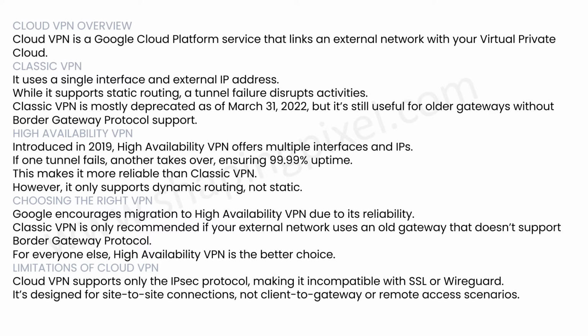Google encourages migration to high availability VPN due to its reliability. Classic VPN is only recommended if your external network uses an old gateway that doesn't support border gateway protocol. For everyone else, high availability VPN is the better choice.